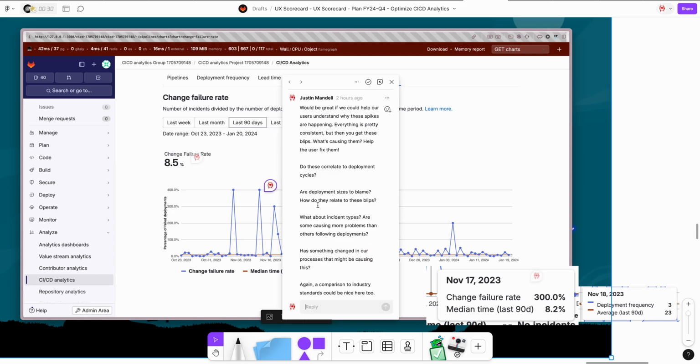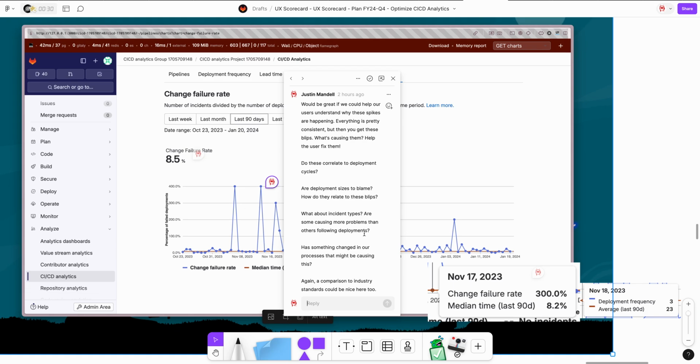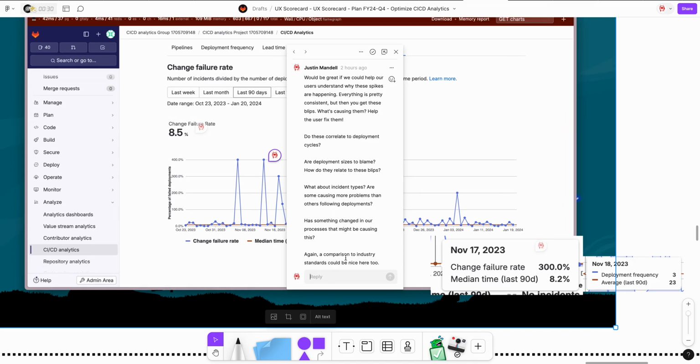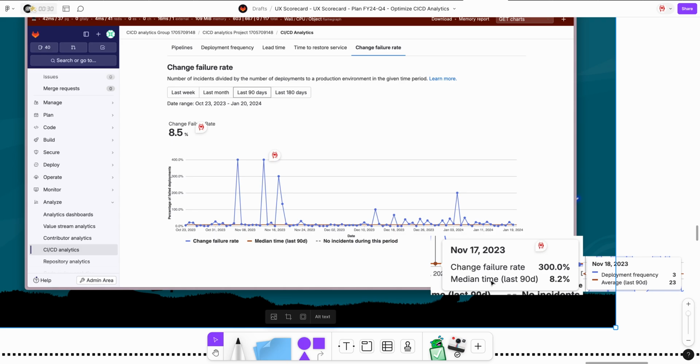Some suggestions similar to previous ones. All of the concepts sort of play off of each other, and if we can get consistent on how we're adding that data to each of these charts, I think that will help users, because they'll learn it in the first few screens, and it'll just continue to expand as they get into the next few tabs. It would be great if we can help users interpret these things. You can make suggestions, etc. Do these correlate to deployment cycles, deployment sizes to blame? So same ideas as before. Industry standard stuff, etc. And again, discrepancy and differences and consistency.